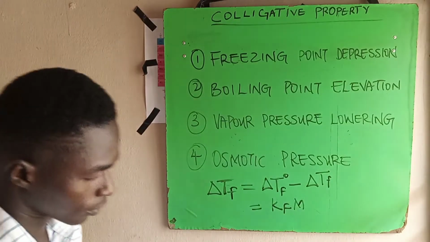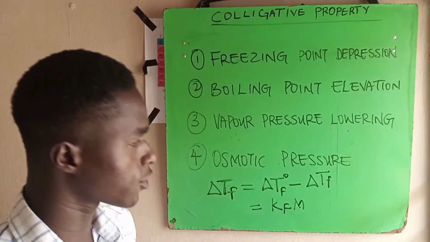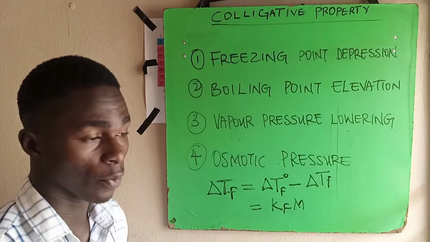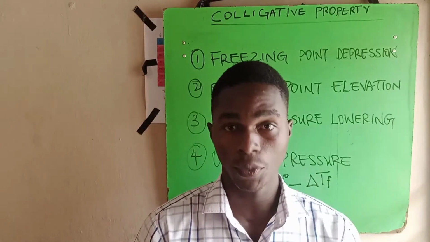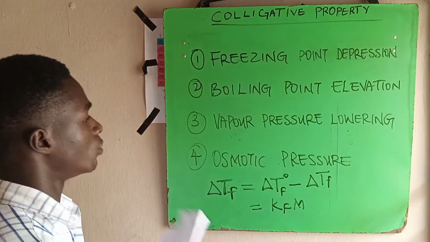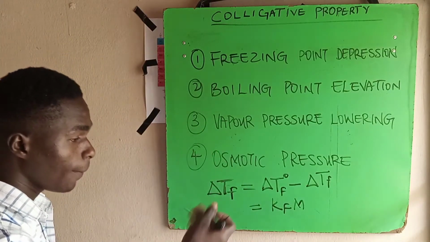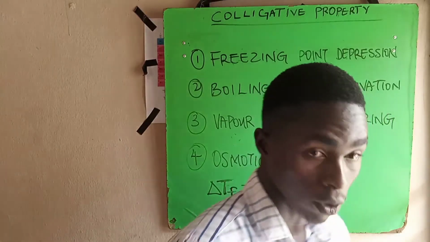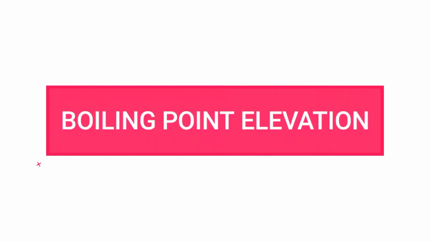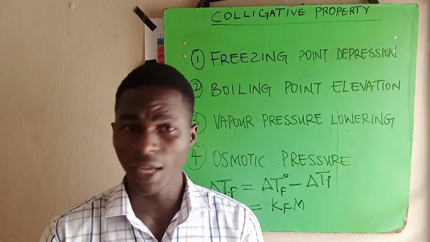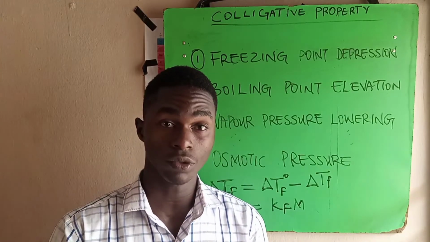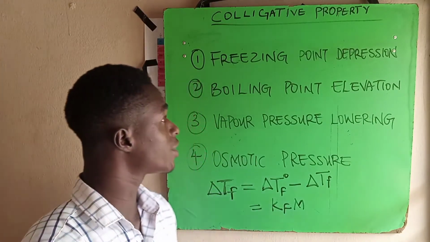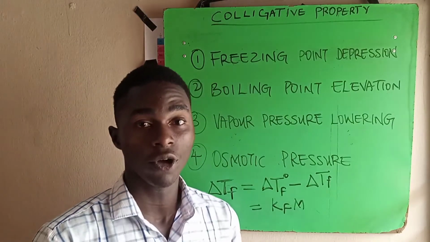So we move to boiling point elevation. Boiling point elevation has to do with an increase of the boiling point of a particular solute due to the increase of impurities in that particular solute. So for example, let's consider water. The actual boiling point of water is 100 degrees Celsius. But at times we see that we boil water above 100 degrees Celsius. This is due to some presence of impurities. So impurities have great effect on the boiling point of solutes.